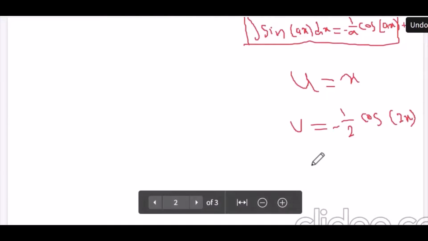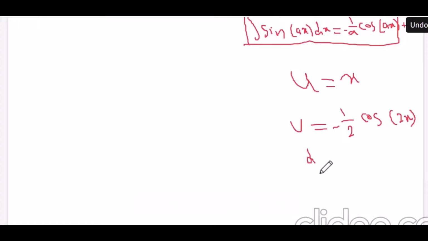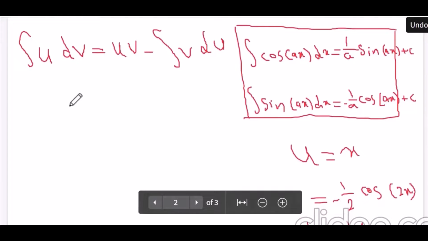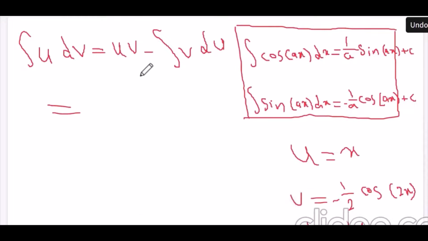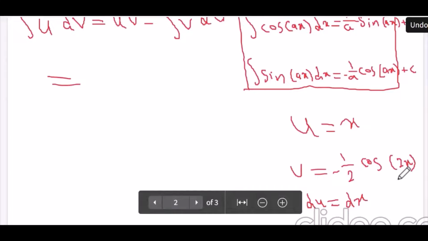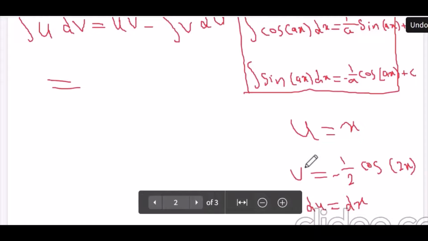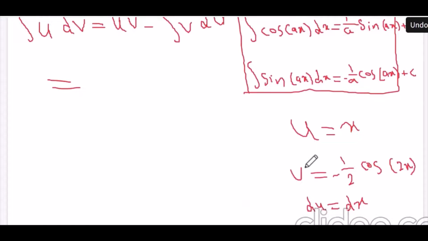Then du equals dx. So now I'm going to apply the rule. So here we have, I'm going to write equals, u here we have x. Then v is minus 1 over 2 cosine 2x. But here we can't write the x before the number, because we have to write the coefficient first. So we can't just write x before the coefficient.